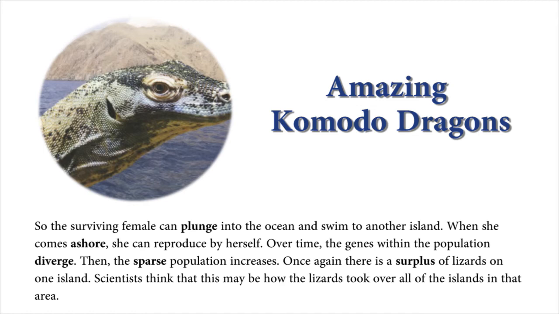Over time, the genes within the population diverge. Then, the sparse population increases. Once again, there is a surplus of lizards on one island. Scientists think that this may be how the lizards took over all of the islands in that area.